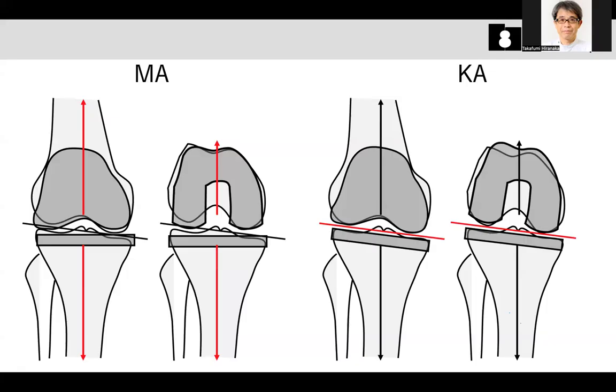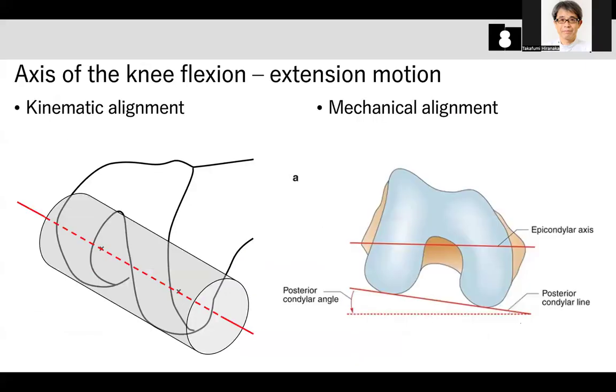So in kinematic alignment, the axis and kinematics should be considered based on the joint line. In kinematic alignment, the flexion extension axis, the kinematic axis, is considered to move around the condylar axis or cylindrical axis, like this one. So the knee flexion extension is considered to be the motion of this virtual cylinder, like this.